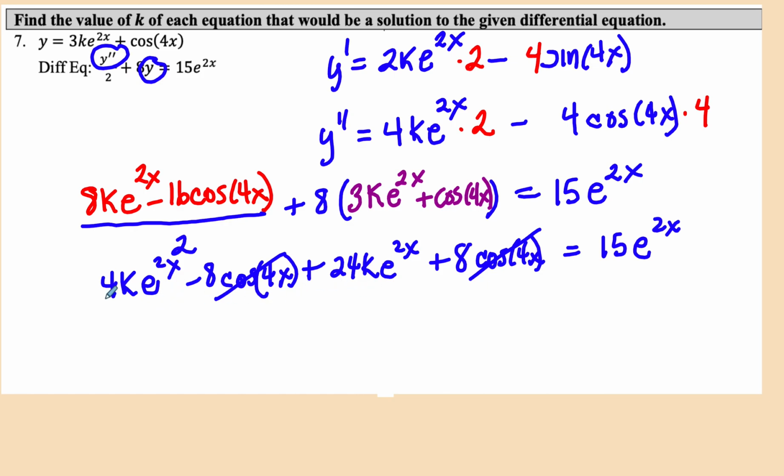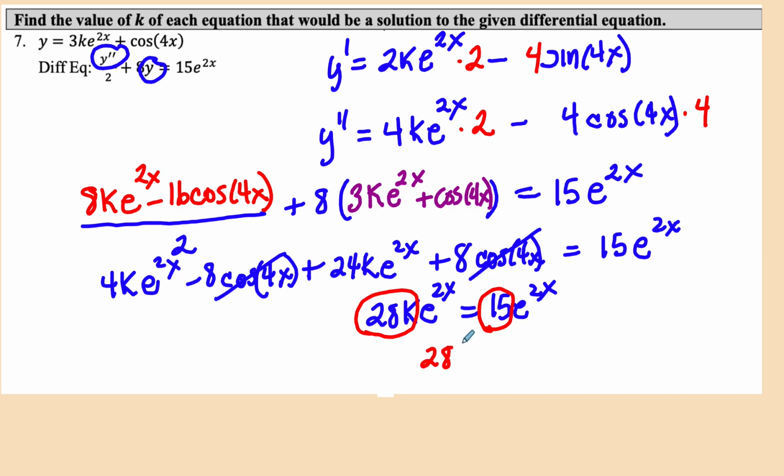And the number of these terms is going to be 28. So this will be 28k e to the 2x, and then that's going to be equal to 15e to the 2x. Okay, and since they're equal to each other, this part, the coefficient, and this part must be equal to each other because the rest is equal. So we're going to write 28k is equal to 15, and therefore k will be equal to 15 over 28. And that's how you find k when you know the function and you know its differential equation.